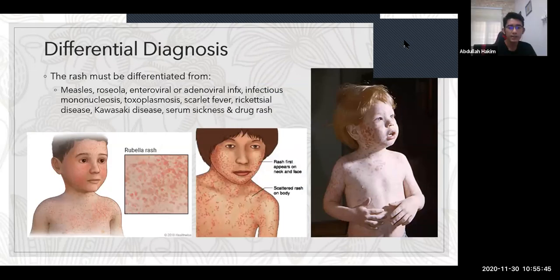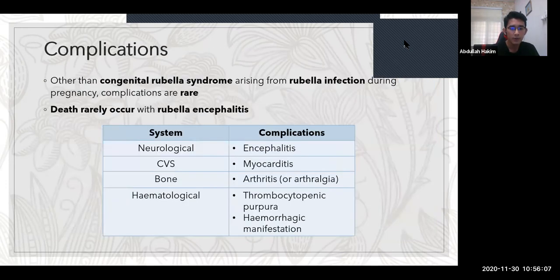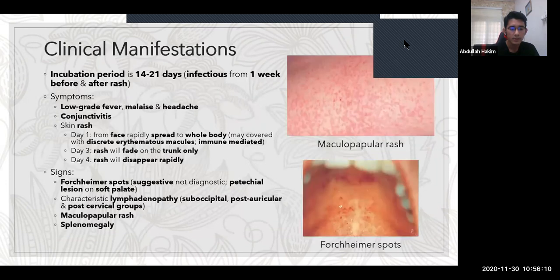So the differential diagnosis for rubella. The diagnosis is usually clinical, but we need to differentiate the rash from other diseases like measles, roseola, and other diseases that may present with fever and rash. So the characteristic of the rash for rubella is that it will start from the face and then spread to the whole body. At day 3, it will fade on the trunk, and then the next day it will fade completely.